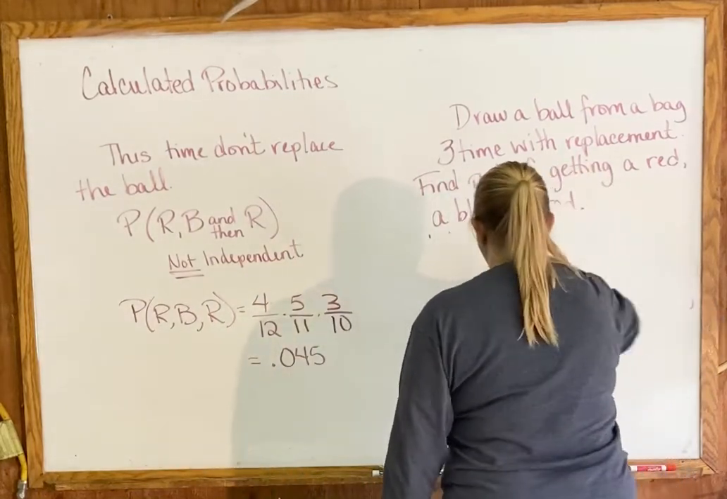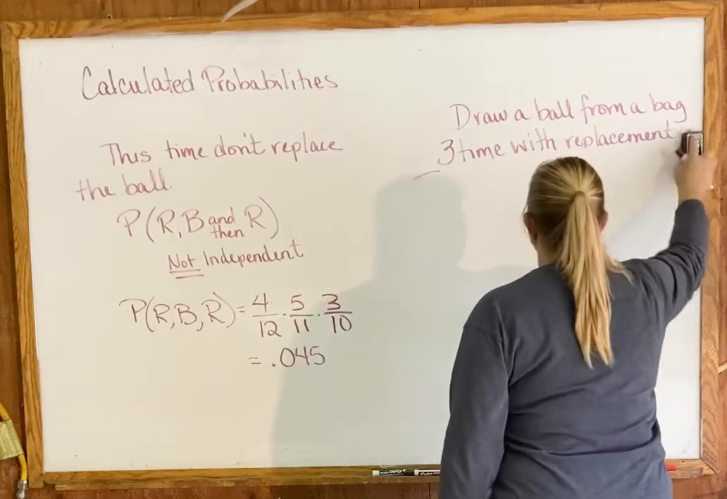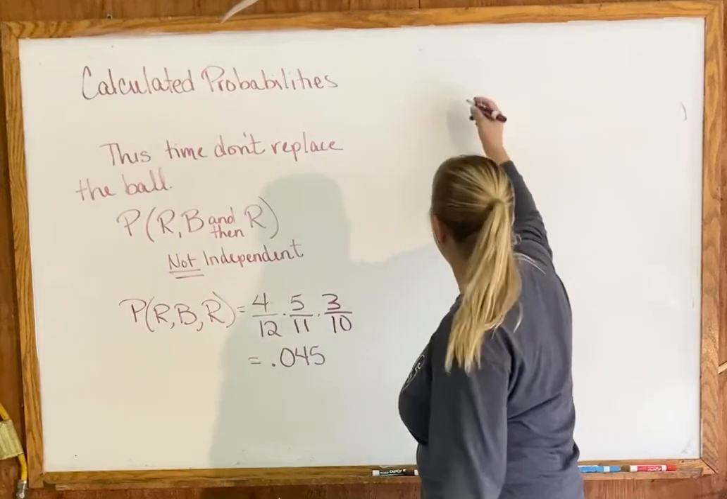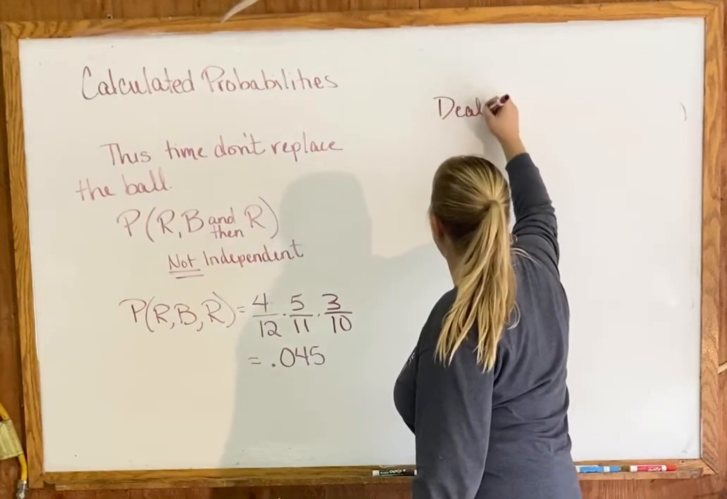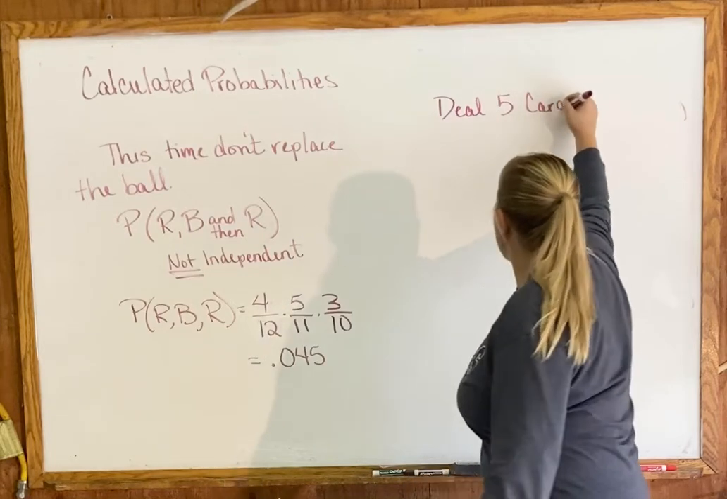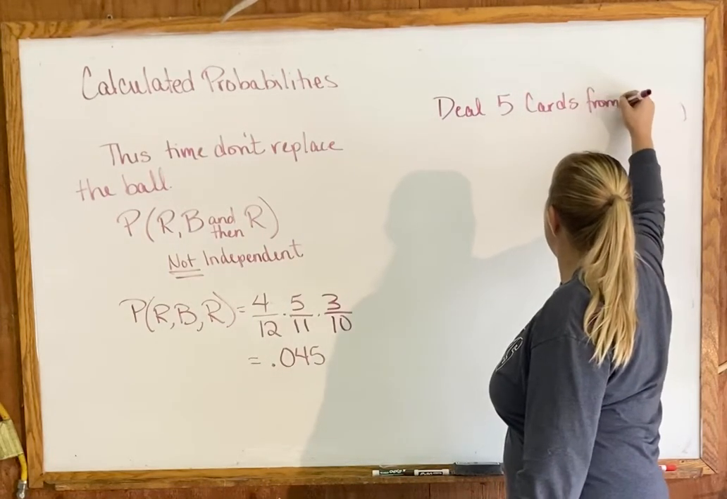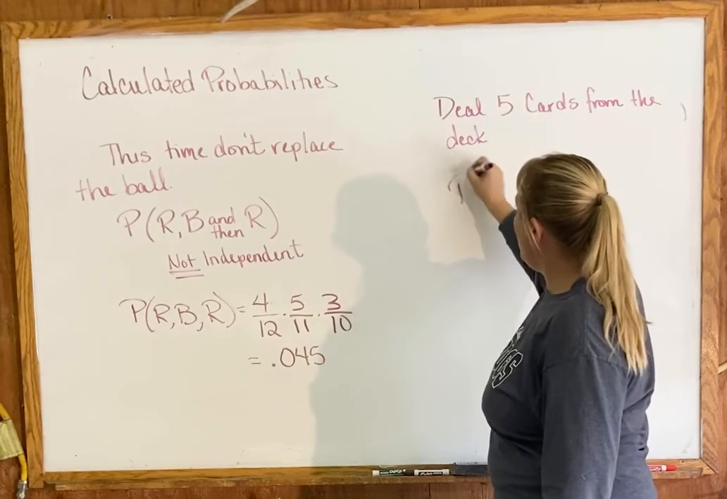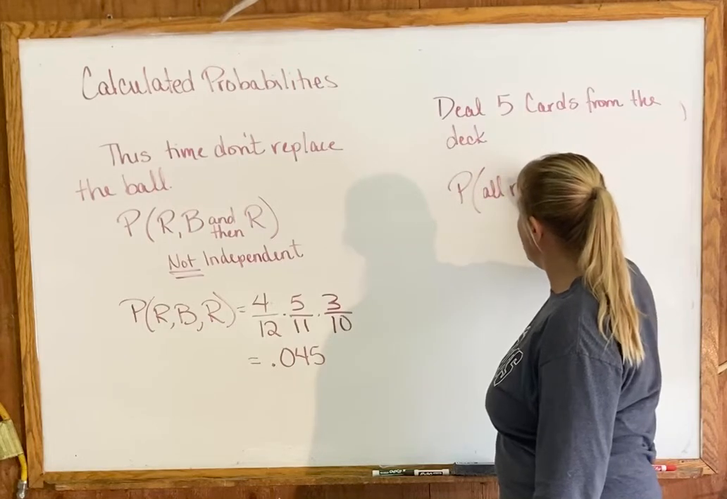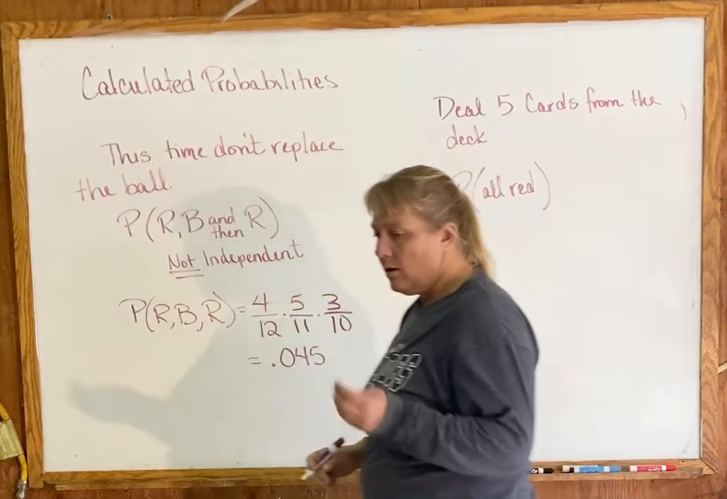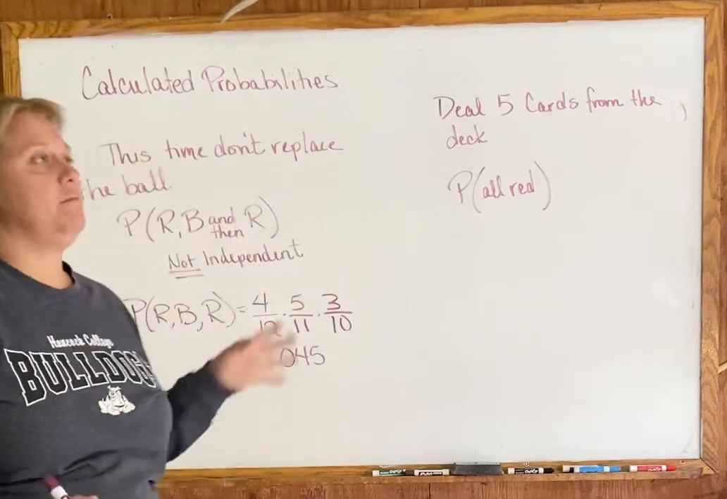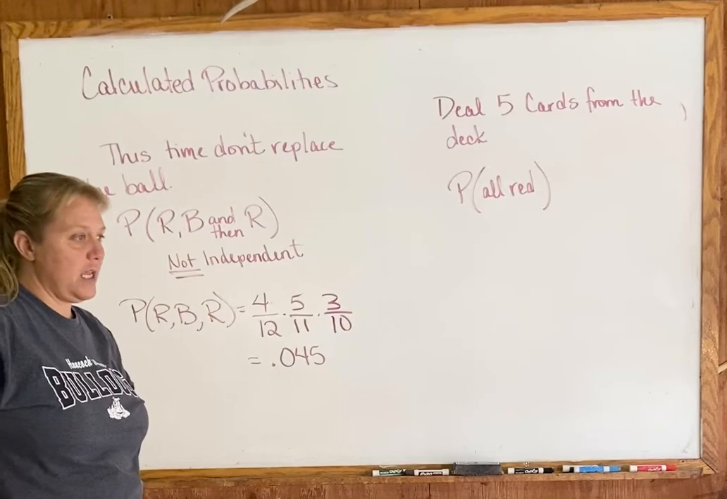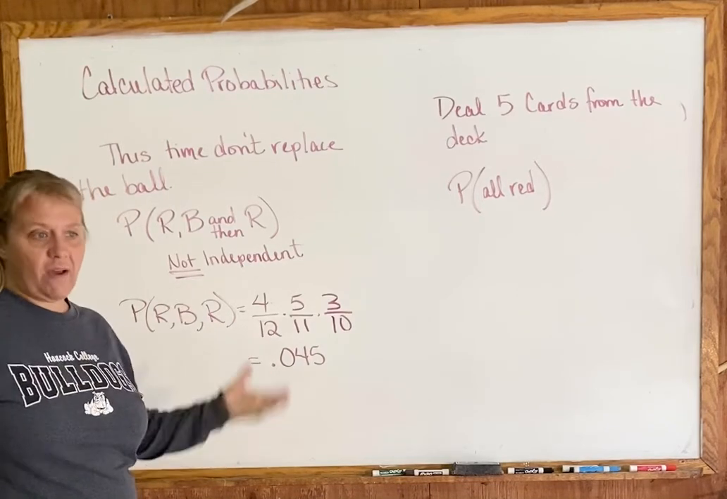So we talked about dealing cards from the deck, and apparently I'm stuck on that since I keep saying deal cards, deal balls, whatever it is we're doing. So we are going to deal 5 cards from the deck. And I want the probability of getting all red. Now, the thing with this problem is that most people see all red and they just think, oh, just all red and then divide by 52, okay?